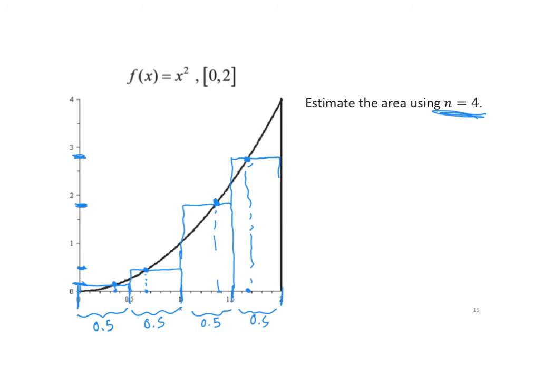But you can see that I'm in some places overestimating, and in other places I'm underestimating the area, meaning I'm missing part of the area. How do I know if I'm overestimating too much or underestimating too much? How do I know?